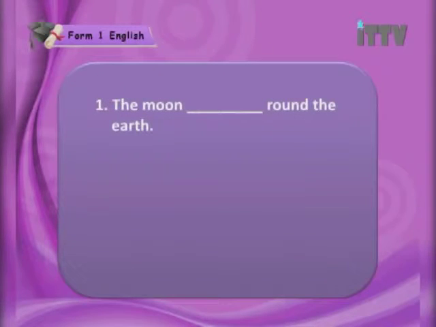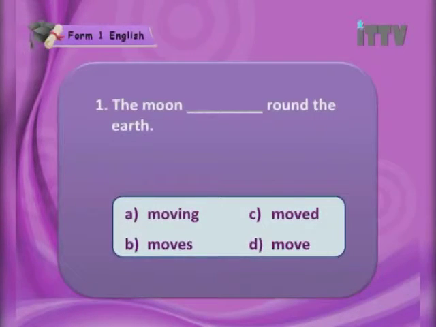Number 1. The moon blank round the earth. Now we have 4 choices of answers. A, moving, B, moves, C, moved, and D, move. You may write your answer now.